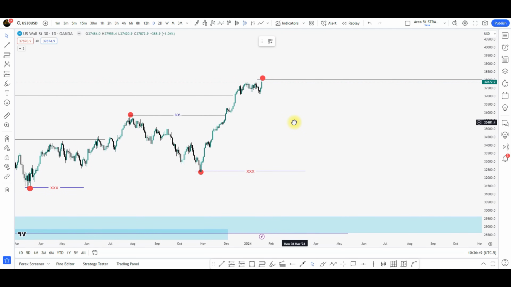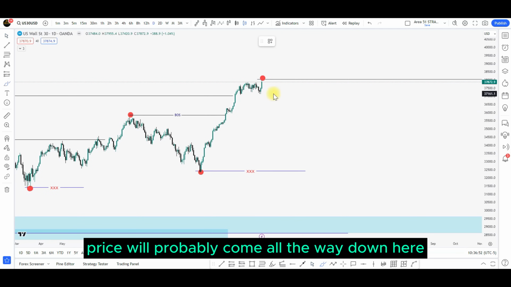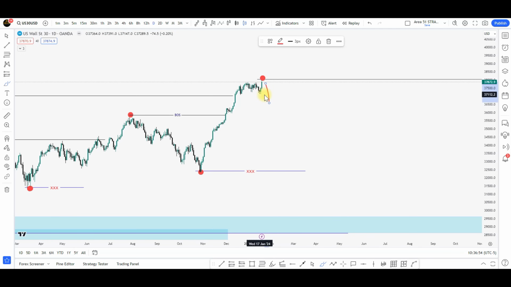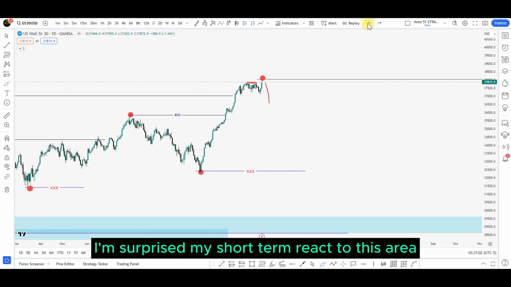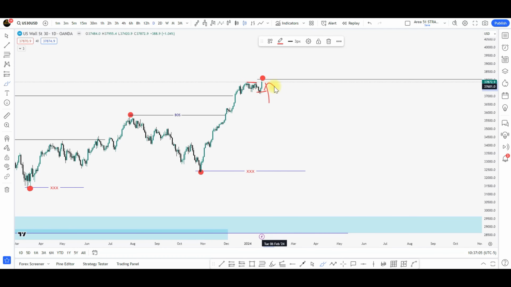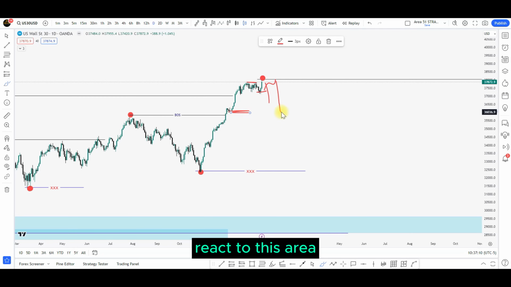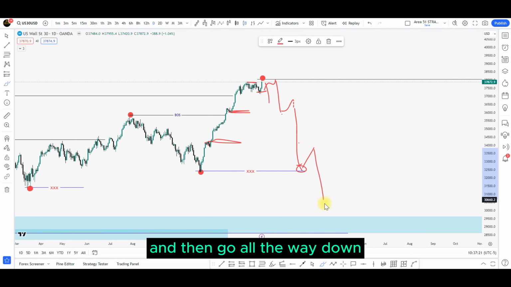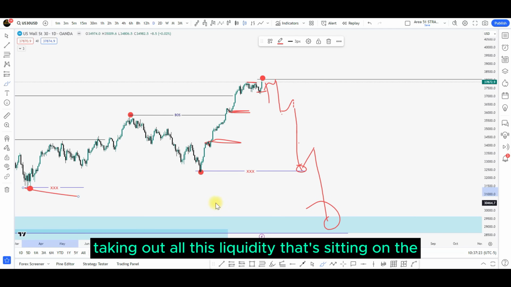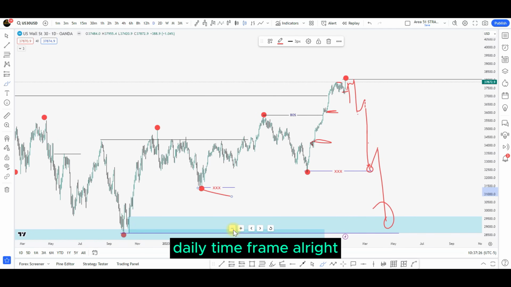All right, price will probably come all the way down here. If it doesn't react, there's a little bit of price taking out this zone. Price might short term react to this area, we'll see, and then continue, react to this area, and then continue, create a little bit of reaction around this area, and then eventually price will come all the way down here, pretend like it's going back up, and then go all the way down, taking out all this liquidity that's sitting on the daily time frame.